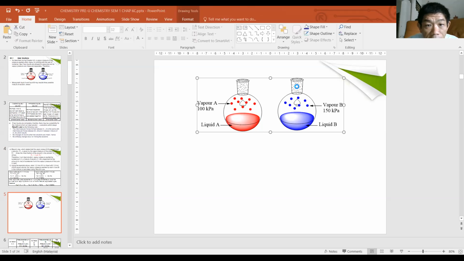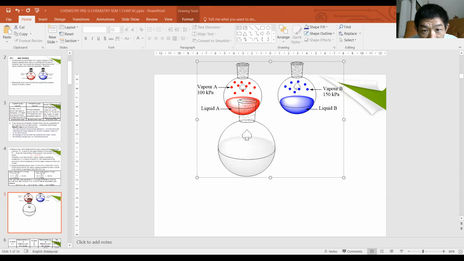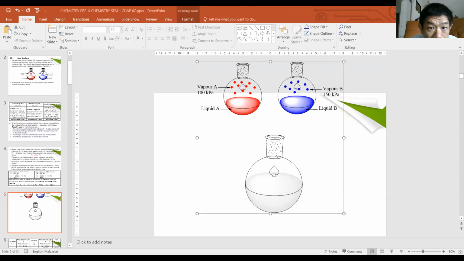So now after you mix the two liquids together, what will you get? Give me the time, I try to find the clip where it is. Okay, now when you mix these two together, you shall have a mixture of liquid A and liquid B. I use different colors so that you can see clearly what is the difference.